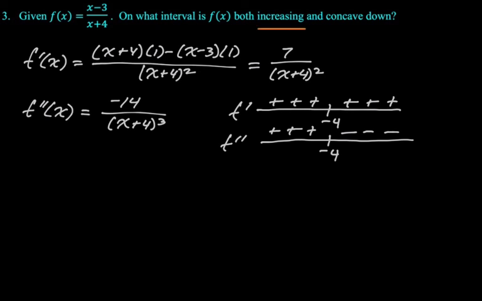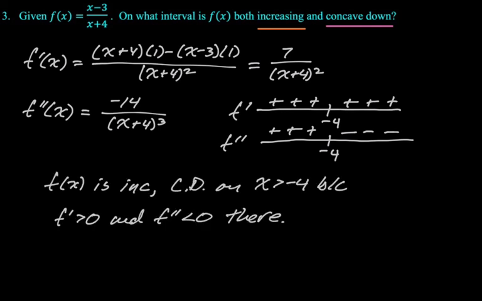We're looking for increasing and concave down, which means f prime is positive, which is everywhere, and f double prime is negative, which is x greater than -4. So I'm going to say f is increasing and concave down on x greater than -4 because f prime is greater than 0, while f double prime is less than 0 there.